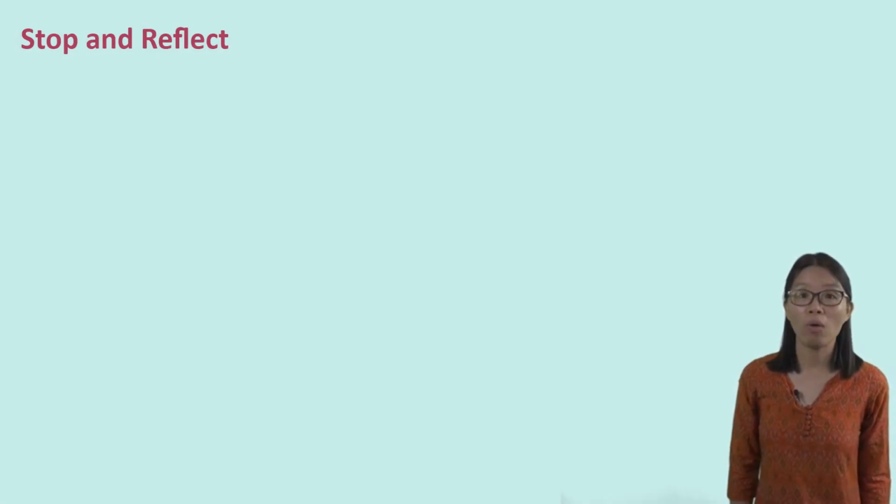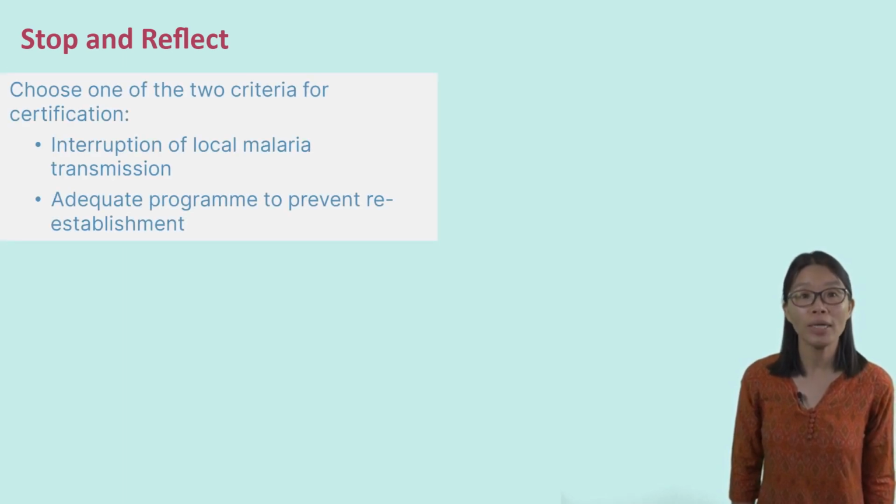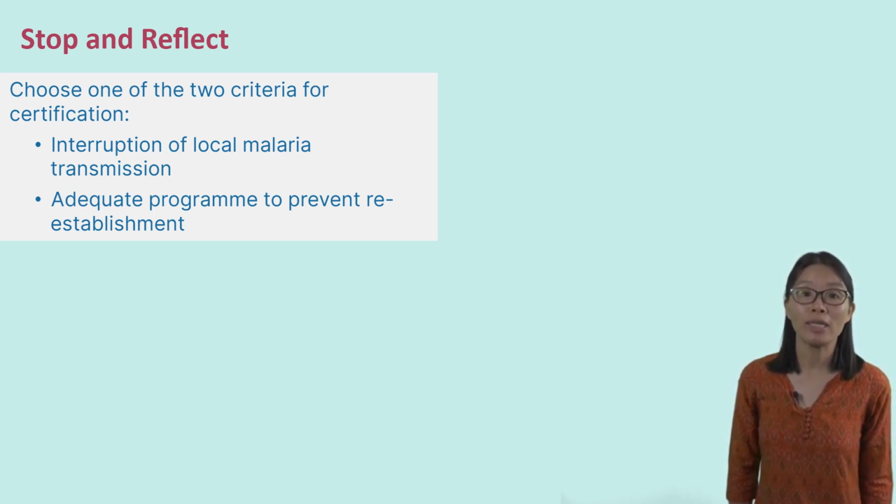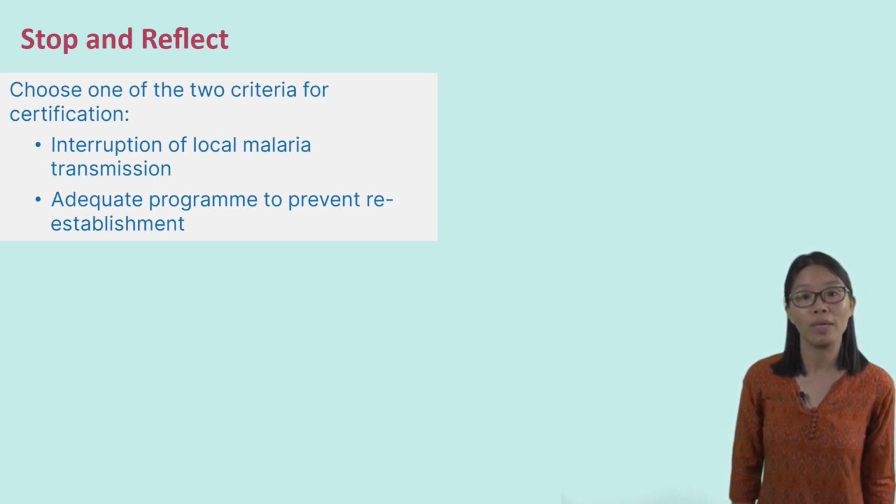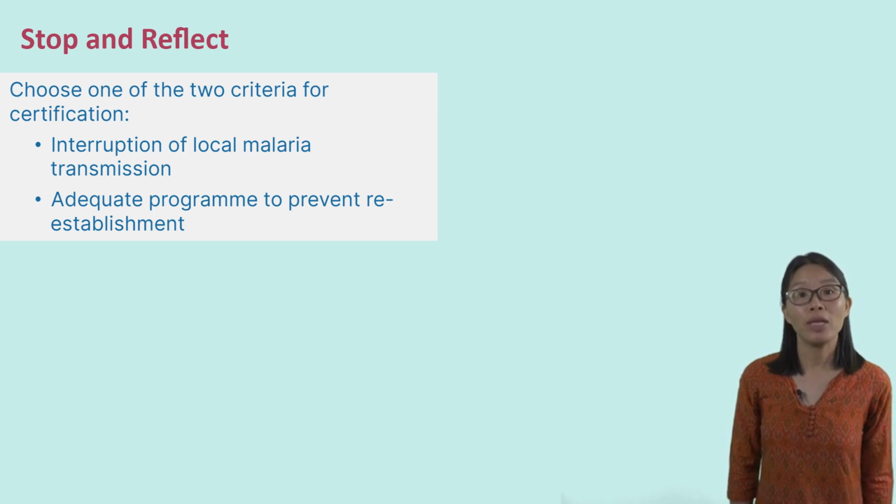We mentioned how important it is for records to be available for the MECP to review in order for it to understand what the National Malaria Program did to achieve elimination and how well it did it. Records can also help with the second criterion, that is, demonstrating that there is an adequate program in place to prevent re-establishment.